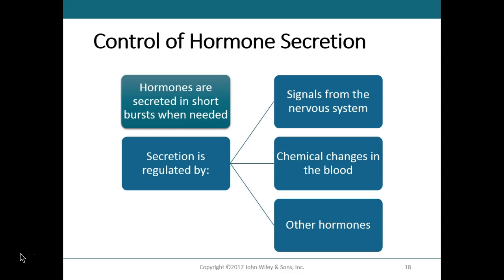But also other hormones can cause the release of hormones from glands. For instance, thyroid stimulating hormone stimulates the thyroid gland to release thyroid hormones. The anterior pituitary can release adrenocorticotropic hormone, and then that's going to stimulate the adrenal cortex to release cortisol.